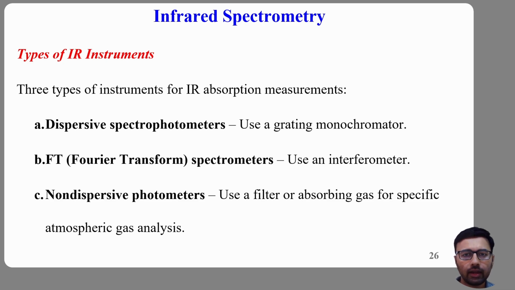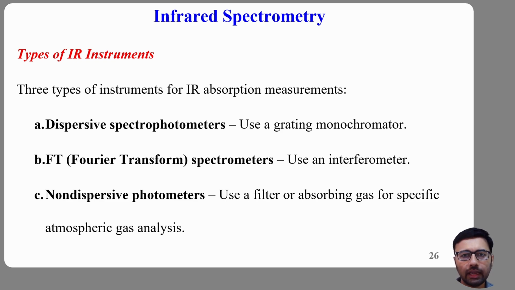The second category is Fourier Transform spectrometers, commonly called FTIR spectrometers. These instruments operate on an entirely different principle. Instead of separating wavelengths mechanically using a grating, FT instruments use a device called an interferometer. Rather than measuring one wavelength at a time, the instrument collects information from all wavelengths simultaneously. This dramatically improves speed and sensitivity.